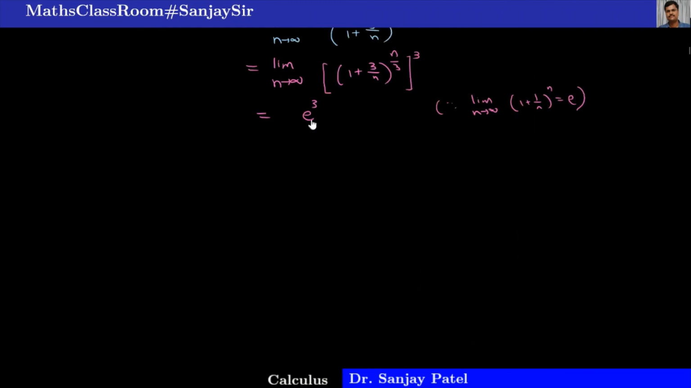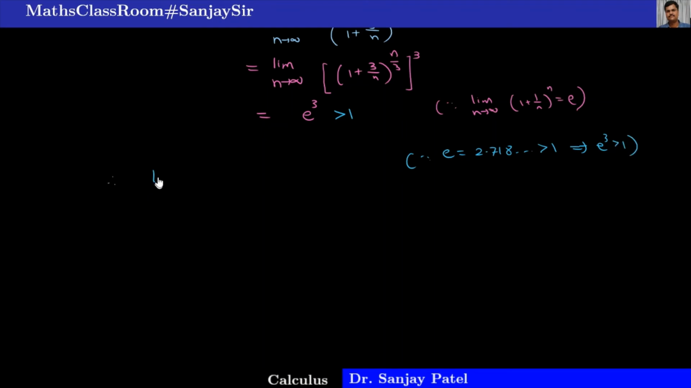So e cube is also greater than 1. I can write here, this is greater than 1, because the value of e is 2.718 and so on, which is greater than 1. Okay, so what is the conclusion?